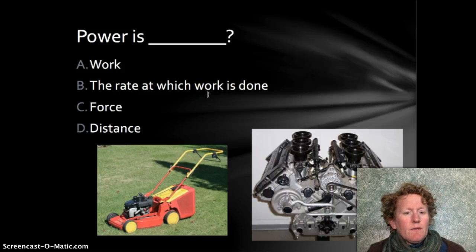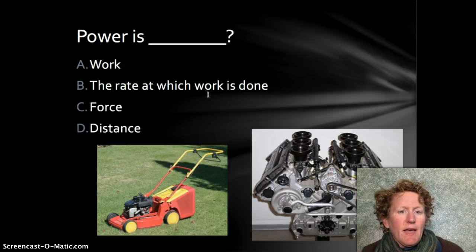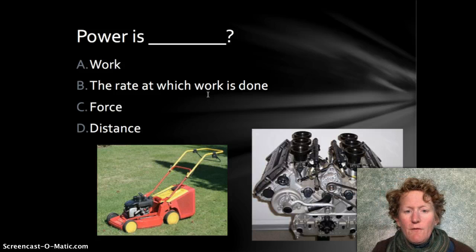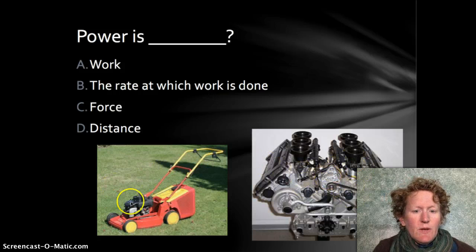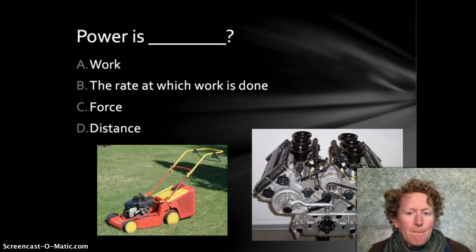Power is what? Remember, it's a measurement of how fast you can do work. So how fast you do something, what's that called again? Here's an example of two engines, and you can think about how much horsepower each has and how that would relate to how fast you can get a job done.